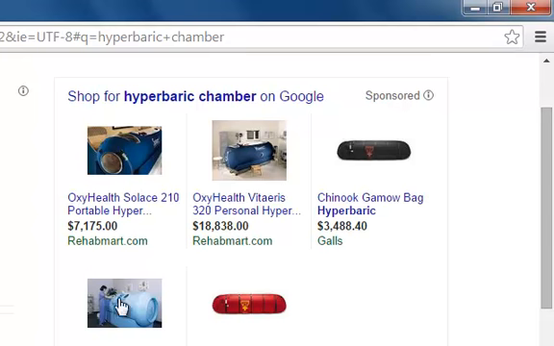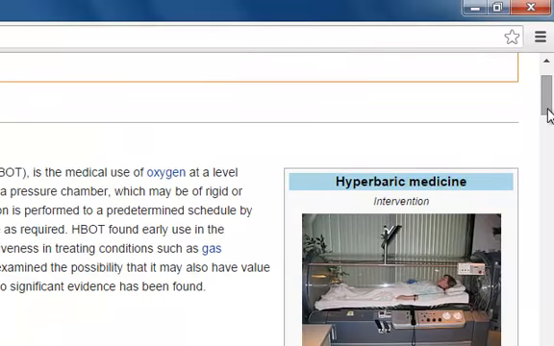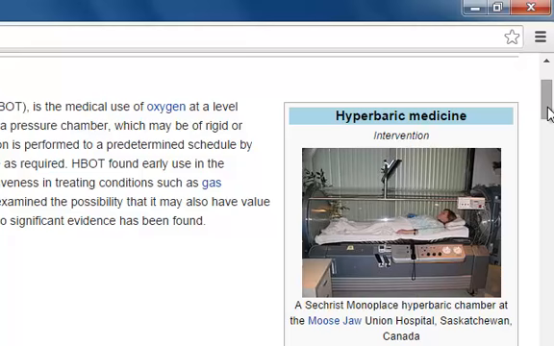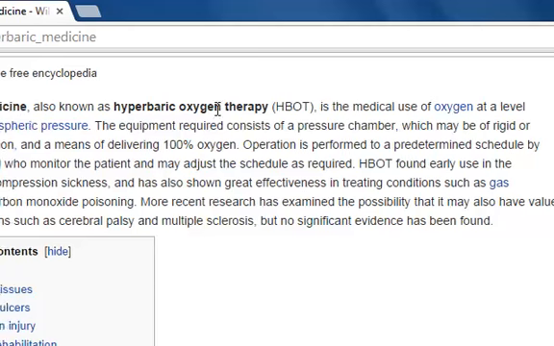There's a Wikipedia. I don't generally like using Wikipedia, but it is an interesting place to go ahead and get the juices flowing by what might actually be used. So I'll usually just open up Wikipedia just to check and see, where else can I take this from? And so basically it's talking about how hyperbaric chamber is the medical use of oxygen at a level higher than atmospheric pressure.